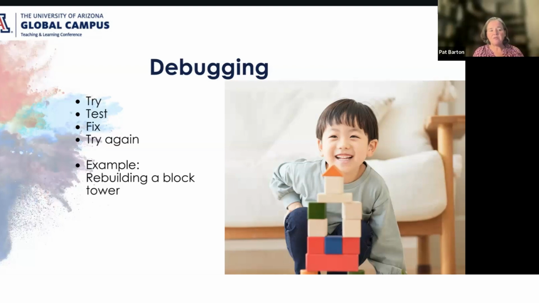Giving language to that is helpful. It also helps children develop resilience. We've all met children that really struggle and get easily frustrated when things don't work out the way they expected. And understanding that mistakes are a natural part of learning is an essential part of the early childhood classroom. So learning to do that with adult support can develop this debugging process.